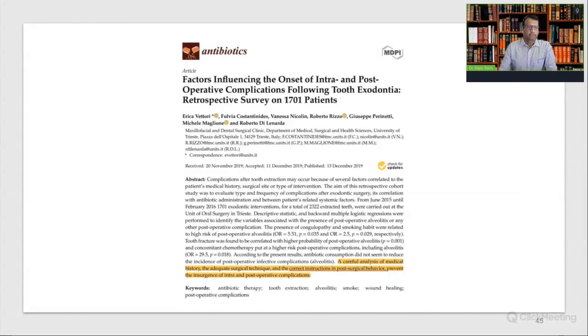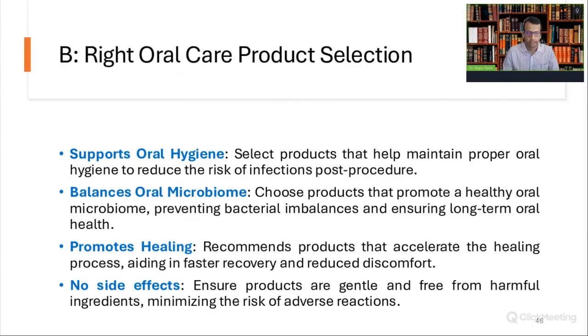There's a big study of 1,700 patients which found that if patients are given thorough instructions on post-op infection control and how to maintain their oral hygiene, there's a very significant positive outcome in oral hygiene maintenance.